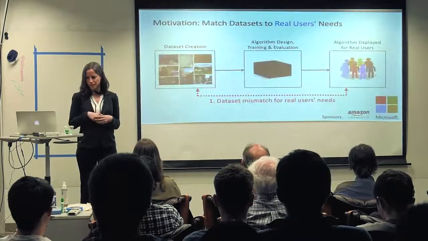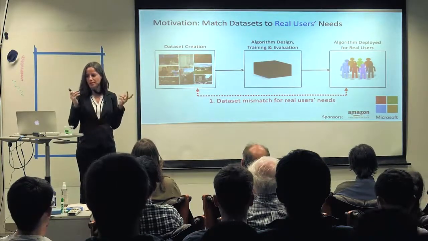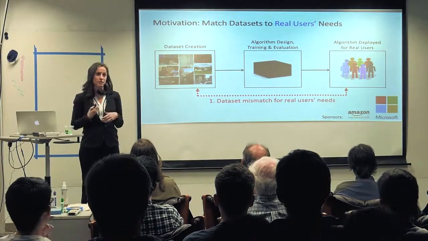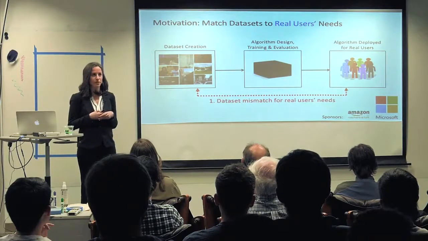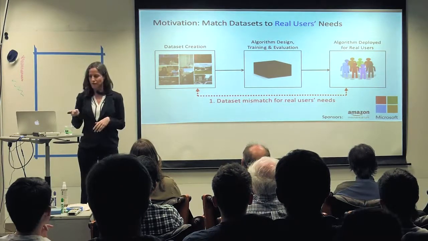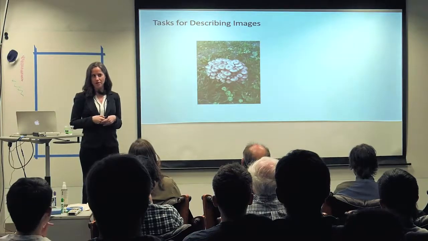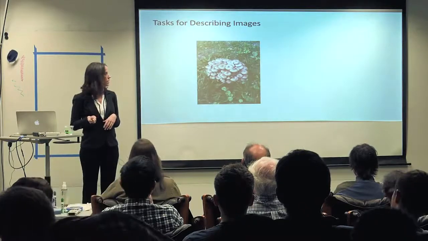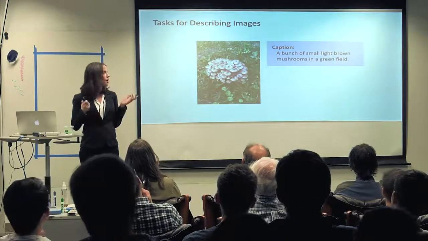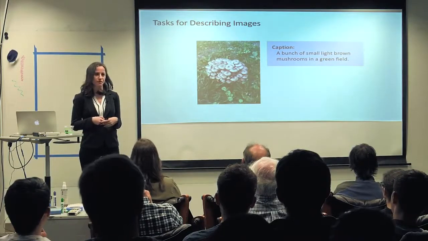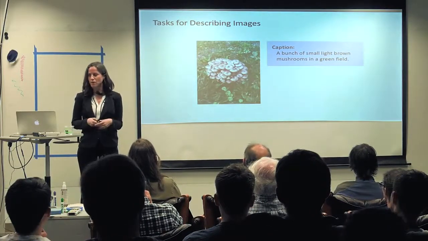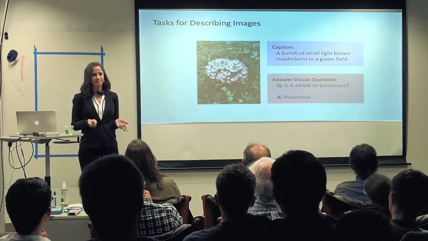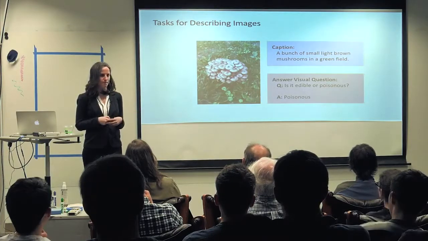So diving into the first one, the motivation again for this one is about the dataset mismatch from real users' needs to the datasets we use in practice. This work that I'm going to discuss has been funded largely by Microsoft and Amazon. The task I'm going to talk about is describing an image. So given an image like this, one thing you might want to do is describe it with a caption such as, a bunch of small light brown mushrooms in a green field. Alternatively, you might want to answer a question about that image, such as, is it edible or poisonous? And get back an answer, in this case, poisonous.